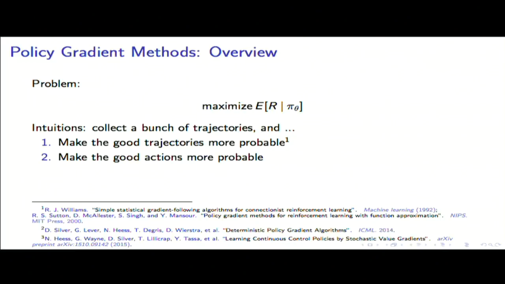A slightly more refined intuition, corresponding to a slightly more sophisticated kind of policy gradient method, is to try to make the good actions more probable. You try to figure out which were the good actions and which were the bad actions along your trajectories, and you try to increase the probability of the good actions. And lastly, there's a class of methods that try to actually push your actions towards better actions. We're going to talk about that in a later class.